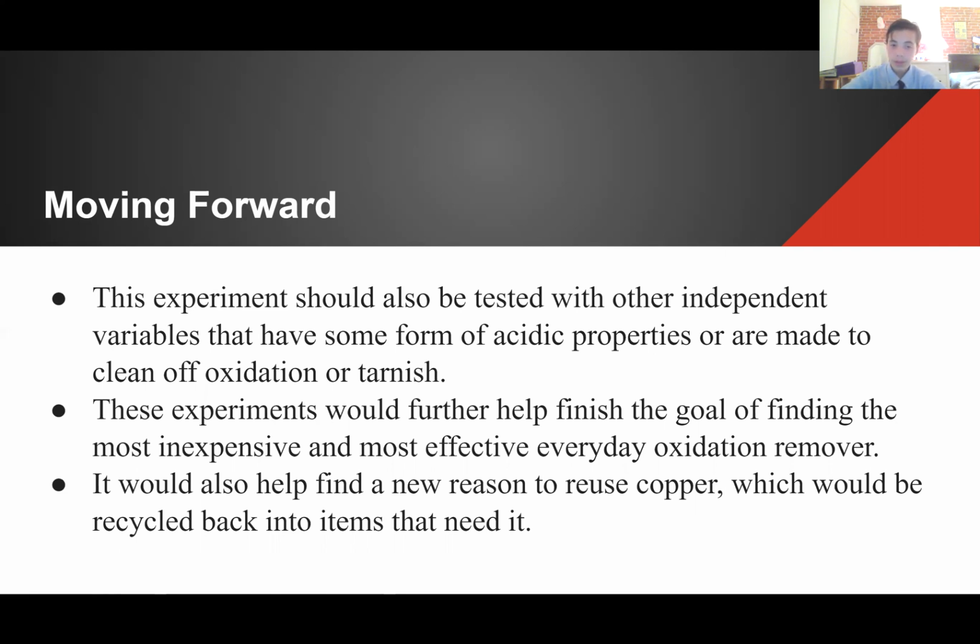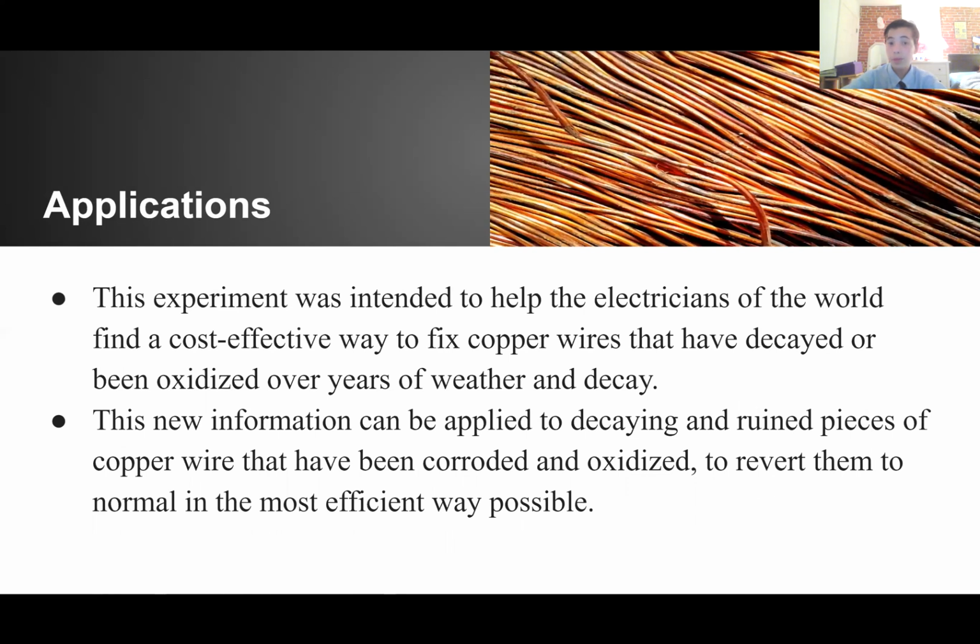Each experiment would further help finish the goal of finding the most inexpensive and most effective everyday oxidation remover. It would also find a new reason to reuse copper, which would be recycled back into items that need it. Some applications: this experiment was intended to help the electricians of the world find a cost-effective way to fix copper wires that have decayed or been oxidized over years of weather and decay. This new information can be applied to decaying and ruined pieces of copper wire that have been corroded and oxidized to revert them to normal in the most effective way possible.